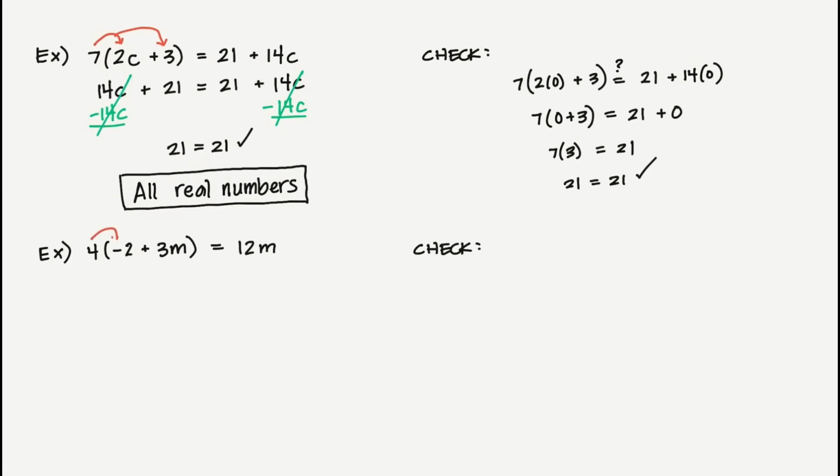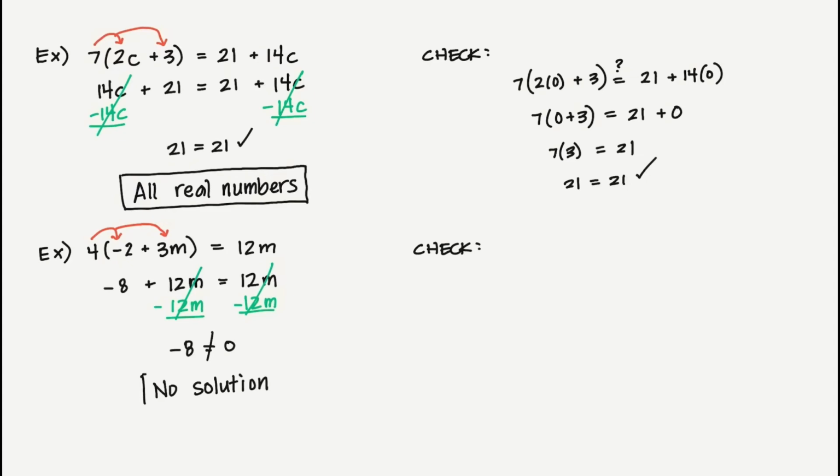All right, final one. 4(-2 plus 3m) is equal to 12m. So I'm going to use my distributive property, and then I'm going to combine the variables to make them be on the same side. And when I do that, I am left with -8 is equal to 0, which is not true. So I'm going to again put no solution. And there's nothing to check. So we are done.